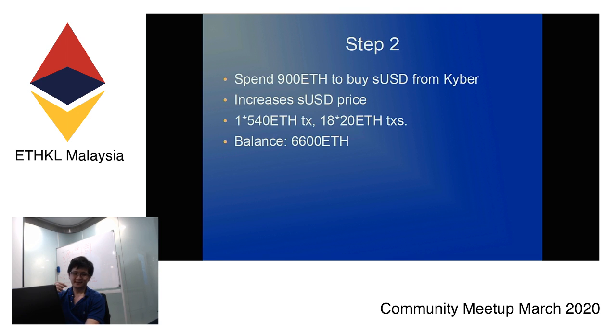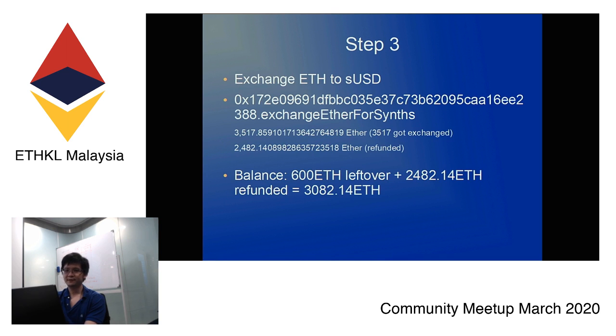The attacker uses 900 ethers to buy synthetic USD from Kyber. So on Kyber, well, the more you buy, the demand goes up, and the price increases as well. Interestingly, he did 19 transactions in total, which leaves him with a balance of 6,600 ethers. So right now, imagine the scenario where we have synthetic USD priced at probably about 1.9 or 2 US dollars. So the next thing he needs to do is exchange ETH to sUSD.